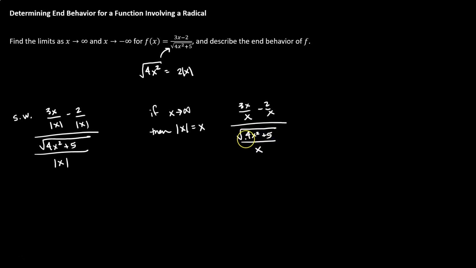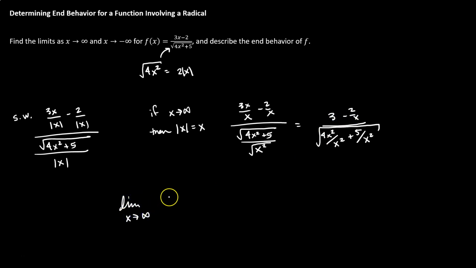And for x to go into that radical, we're going to write it as the square root of x squared. So then in the denominator, we will have 4x squared divided by x squared plus 5 divided by x squared, all inside of that square root. And on top, we'll have 3 minus 2 over x. And as x goes to positive infinity, anything with x in the denominator is going to go to 0. Anything without an x in the denominator is going to be like a constant.